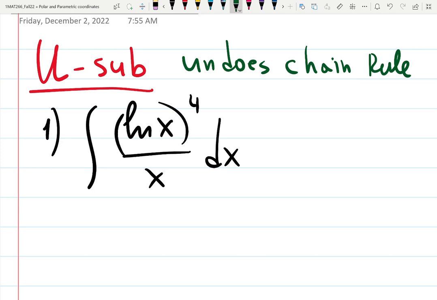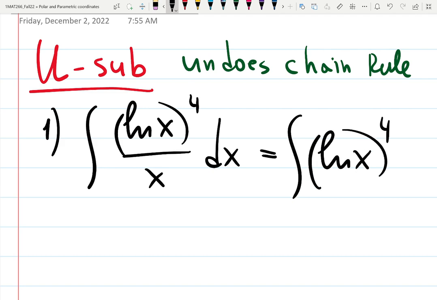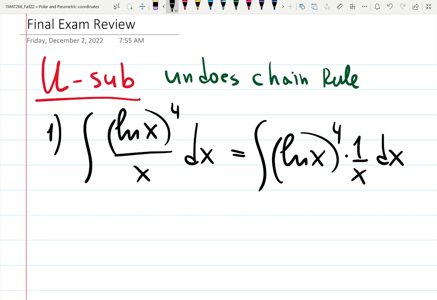Well, I see log and I see x. No connection, I don't see. But then I look carefully, it's log and 1 over x. Log and 1 over x have connections. So if I write it as (ln x)^4 times 1 over x dx, then it's visually clear that one of them can be u, and when you differentiate that one function, it gives you another function times a constant, or scaled.